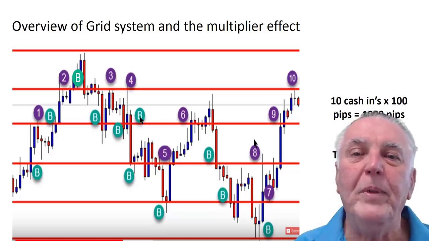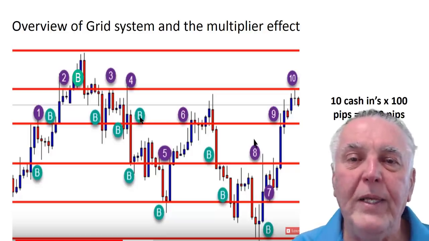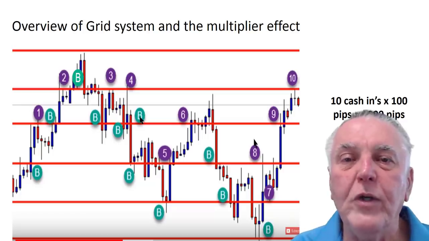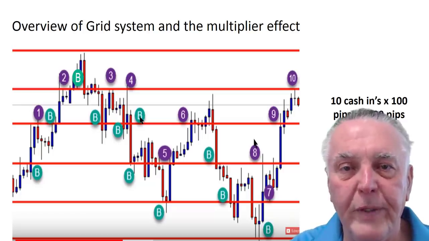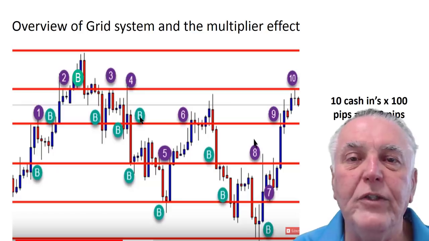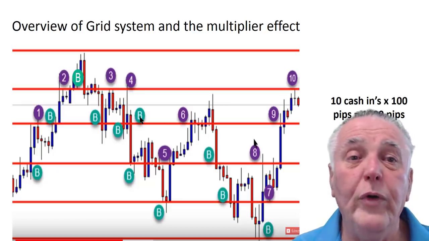So the rules are very simple. Cash in the positive leg. Make sure that you've always got a transaction that will go positive if it goes in the direction that you want the trade to go. And that's all you do.